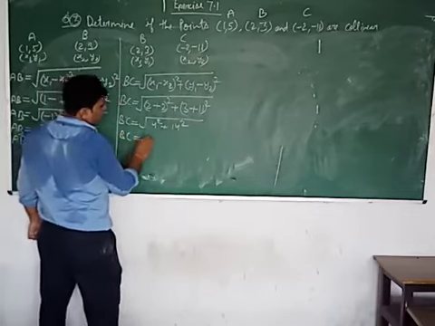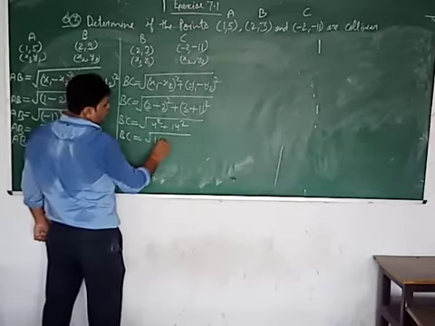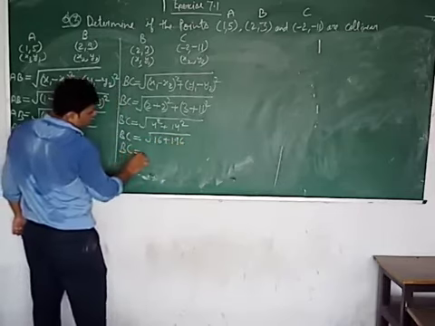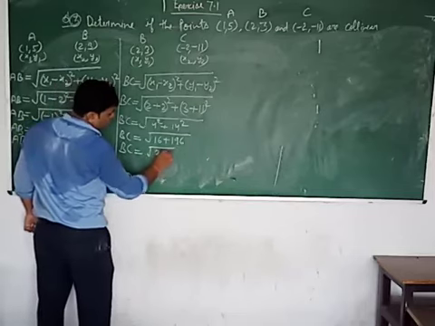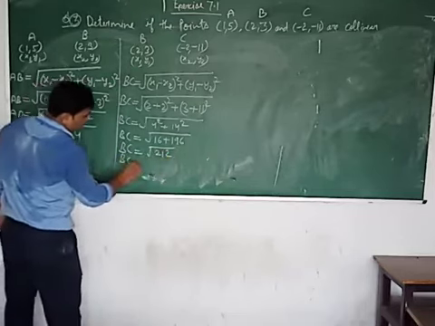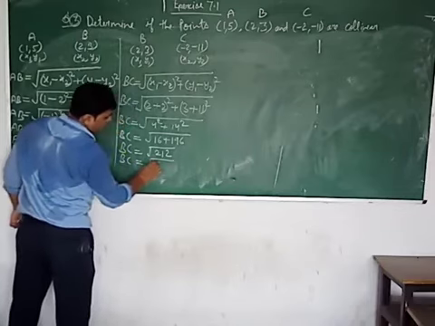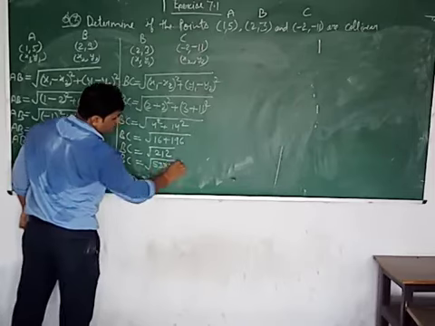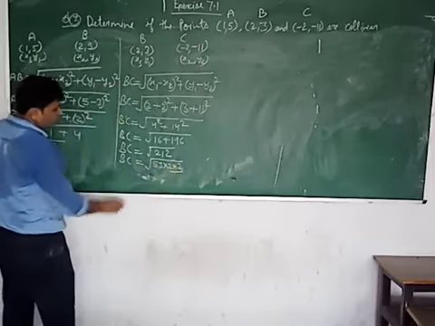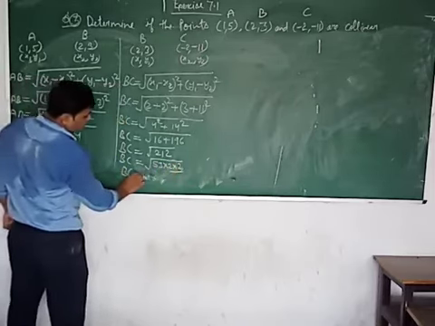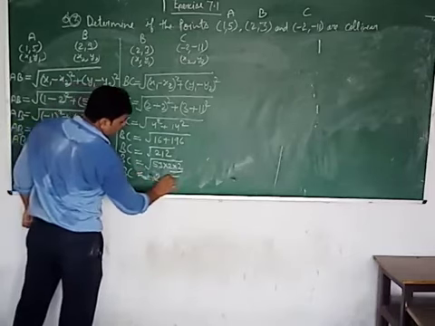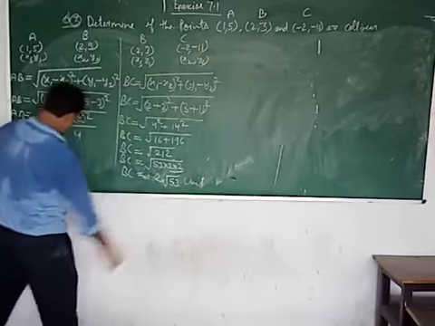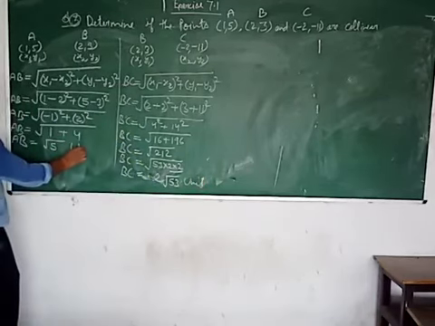BC equal to 16 plus 196, BC equal to root 212. You can express 212 as 53 into 2 into 2. This 2 into 2 is in a pair, so it will come out. So BC equal to 2 root 53 unit. Okay, and AB is root 5 unit.